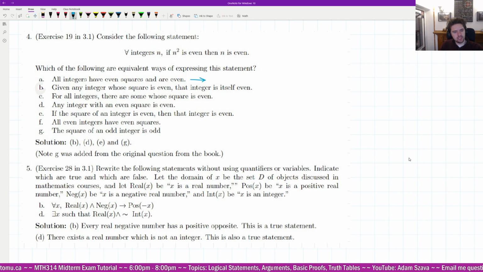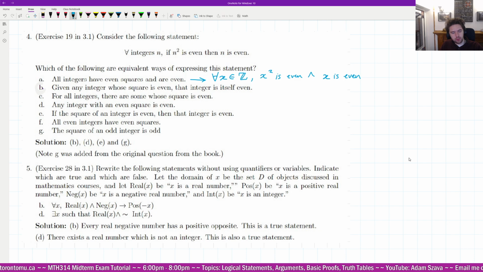So all integers have even squares and are even, which means for all integers x, x squared is even, and I guess I should say, x is even. This is not the same, and also clearly not true. Not every integer is even.